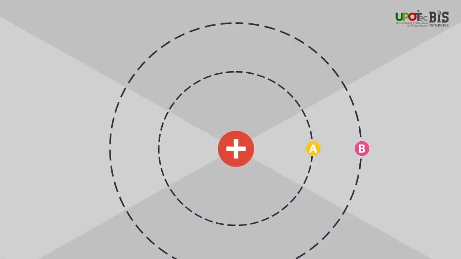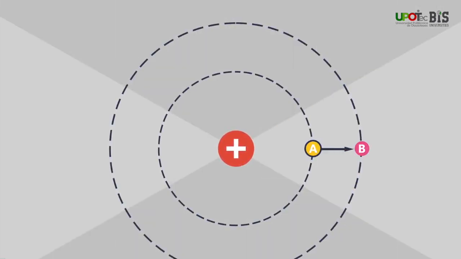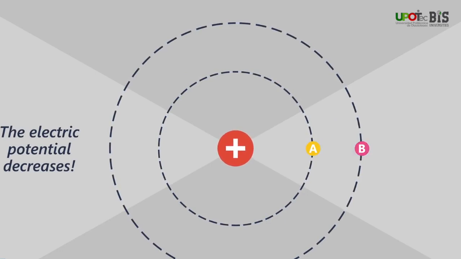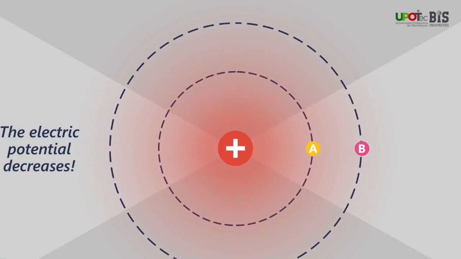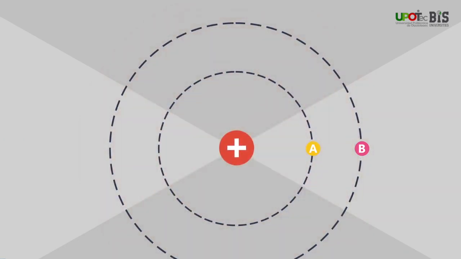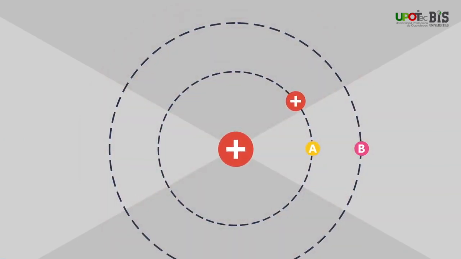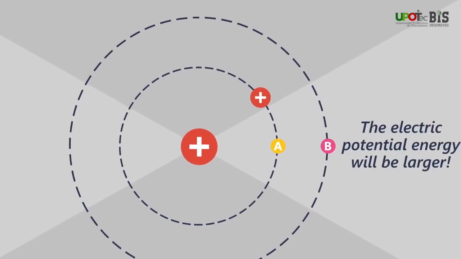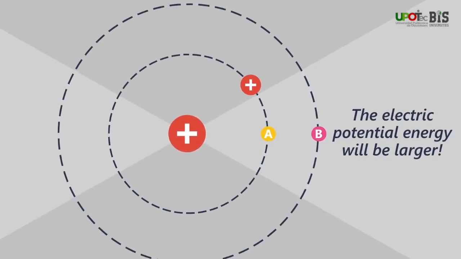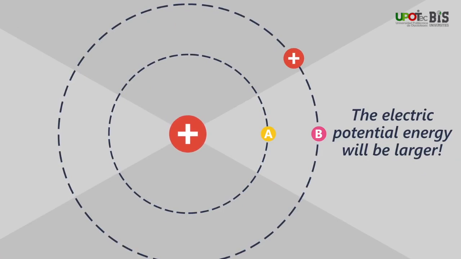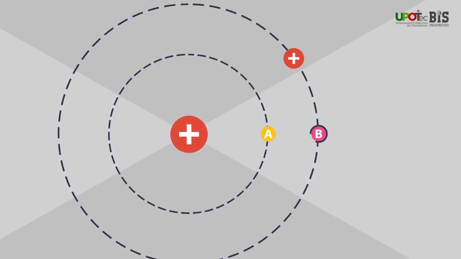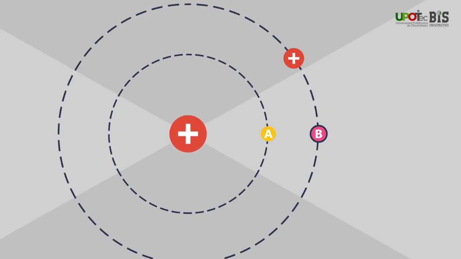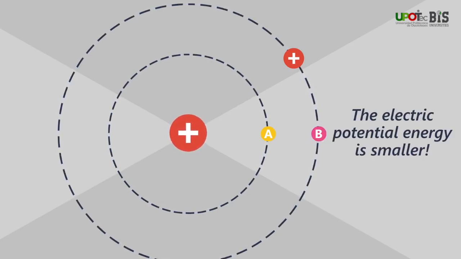What does that mean? As we go from A to B, the electric potential decreases due to the fact that we have a positive main charge and its electric field lines point outwards. If we place a positive test charge in the first energy level, the electric potential energy will be larger, because the point charge will repel the test charge and the density of the electric field lines is much stronger. In B, the density of the electric field lines is weaker and the electric potential energy is smaller.